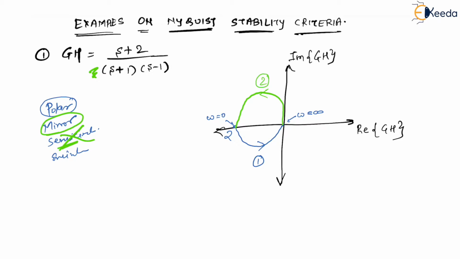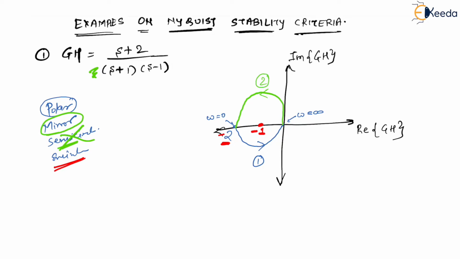Now we are interested in encirclements. Now see, the starting point is here at 2, which means, or I should say minus 2, so where minus 1 is will be inside. Is that correct? Yes, definitely.